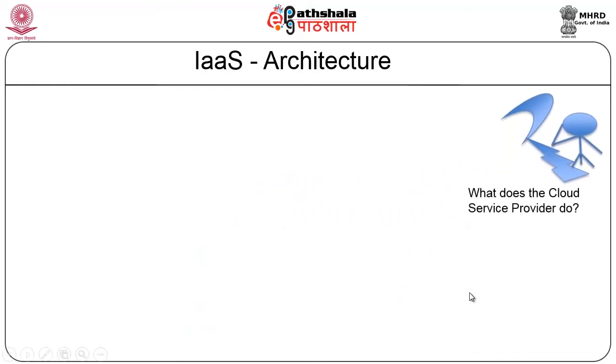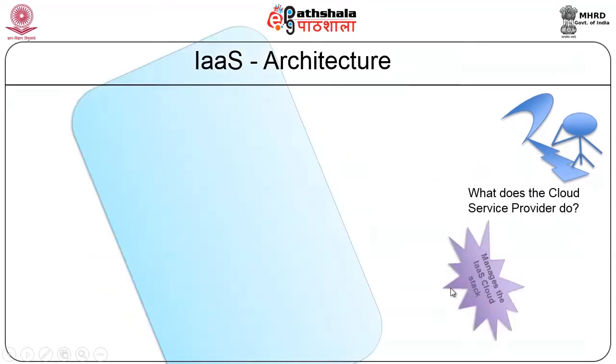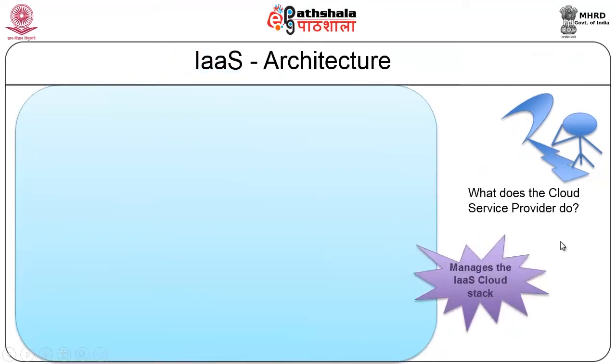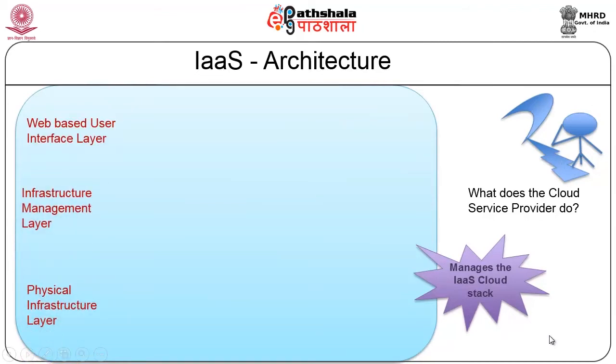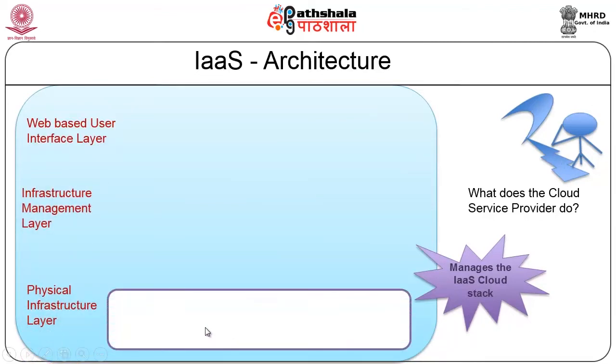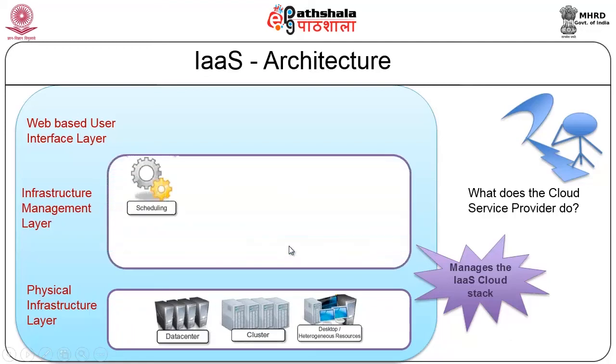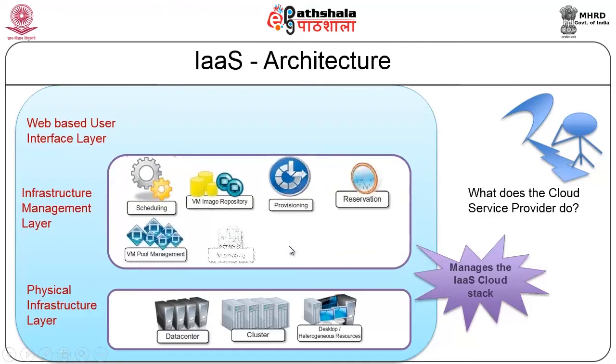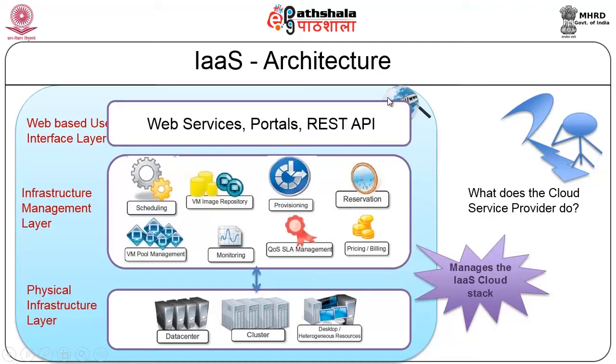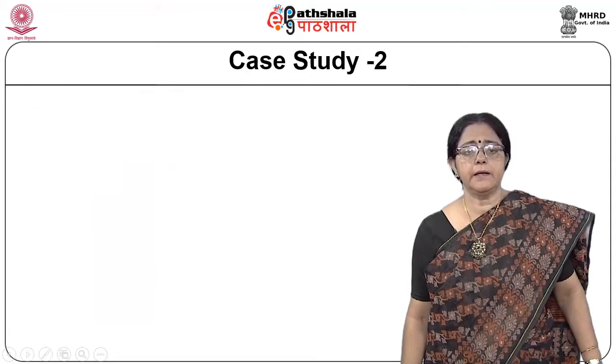So, in an IaaS architecture, what does the service provider do? They manage the overall service. So, what are the things that they are managing? The physical layer is being managed, and the infrastructure management layer, having all the scheduler, monitoring, resource provisioning, QoS, and SLA, will be managed. And last but not least, the infrastructure is accessed through web services portals and REST API. So, this is the IaaS architecture.